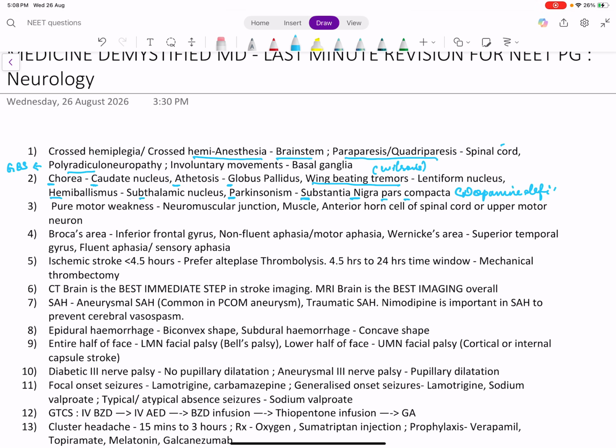If there is a pure motor weakness, that is without any sensory involvement, think of the neuromuscular junction, muscle, anterior horn cell of the spinal cord, or the upper motor neuron. That is called motor neuron disease. It could be lower motor neuron disease or upper motor neuron disease. There is pure motor weakness.